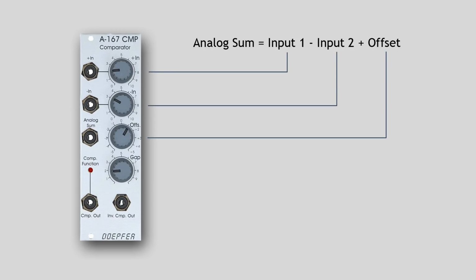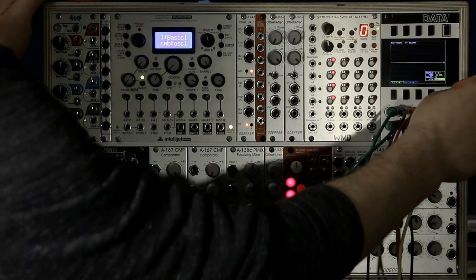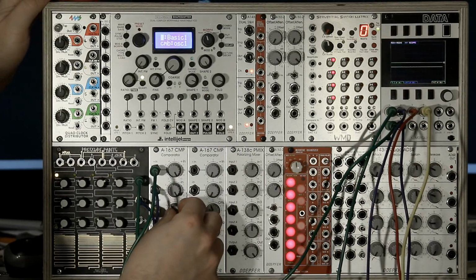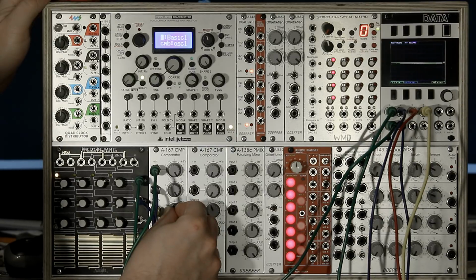For now, I will set offset to be 0. To do that, we can use the analog sum output. The signal is created by subtracting the voltages from 2 inputs and adding the offset value. So if we provide 0 for both inputs, the analog sum would be the value of the offset. Now when the offset is zeroed out, we can start testing voltage comparison.